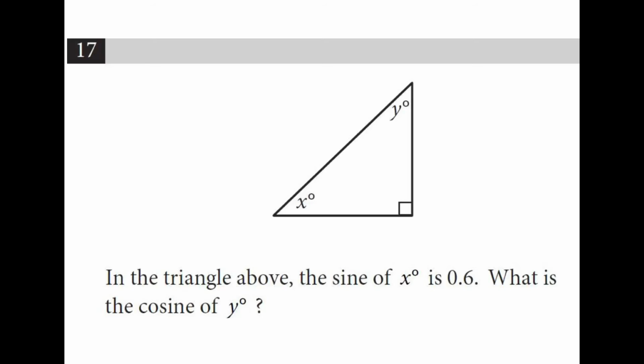So if the sine of x is 0.6, I could think of that as opposite over hypotenuse and 6 over 10. That would give me 0.6. Then if I looked at the cosine of x, now 6 is adjacent and 10 is still hypotenuse, so it's going to be 0.6 again.